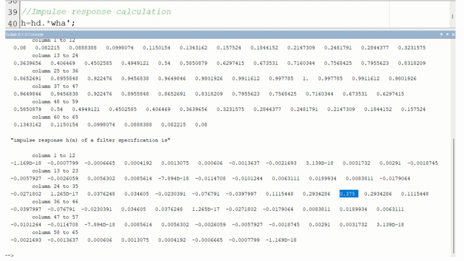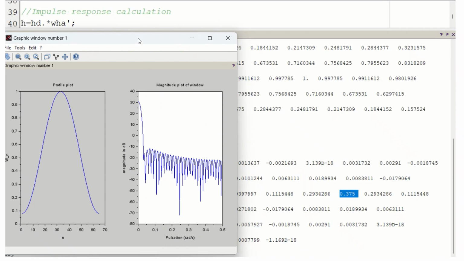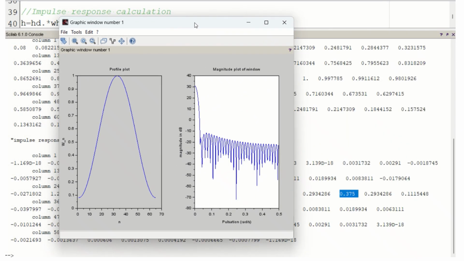Now let us go through the graph for it. Now this is the graph with respect to the windowing values, the window function values we have calculated. This is the profile plot and this is the magnitude plot of the Hamming window.